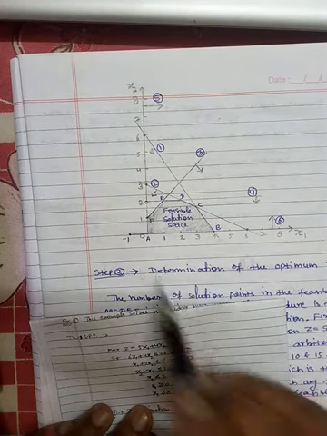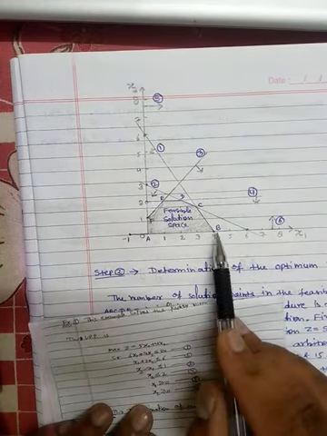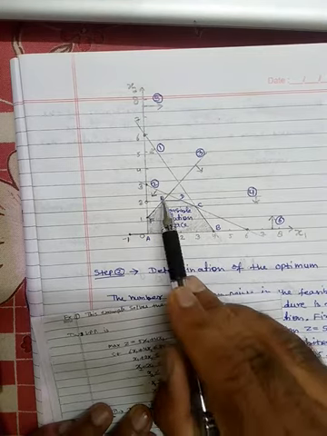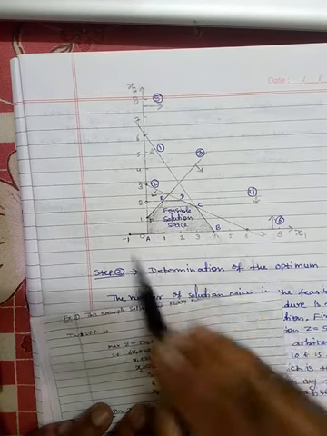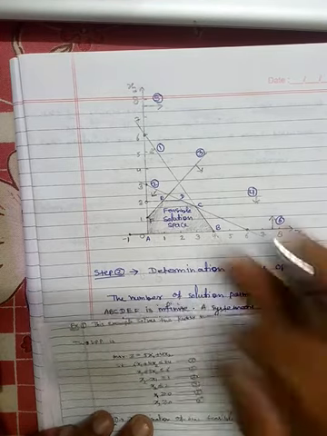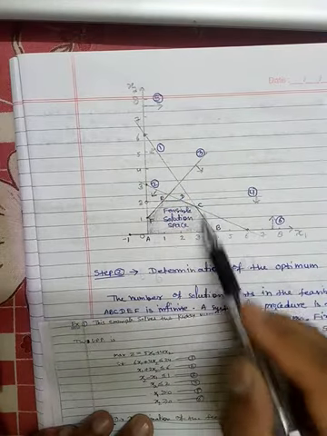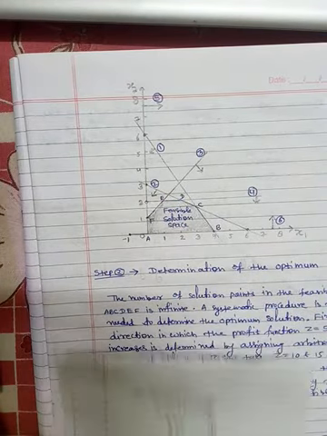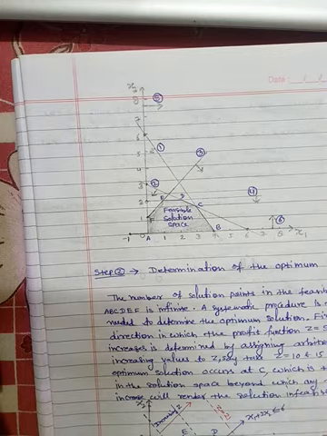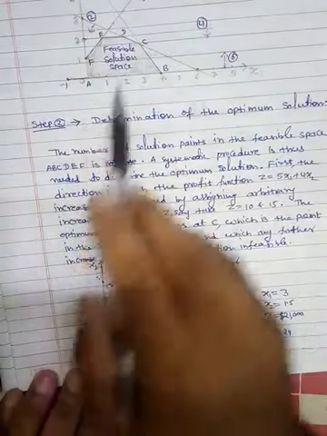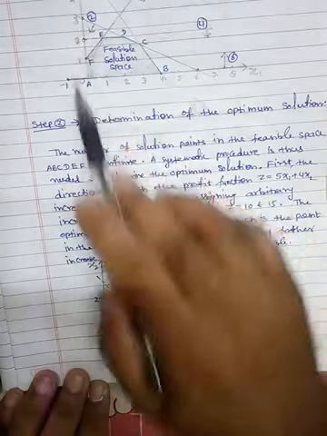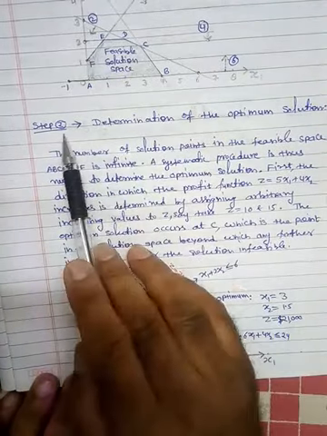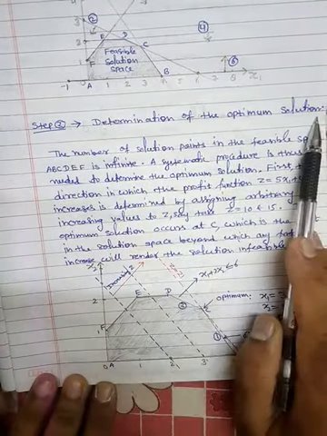And here we have the corner points A, B, C, D, E and F. These are the total 6 corner points. This is basically known as the feasible solution space. So first we identified the solution space. Now, second, the determination of the optimum solution.